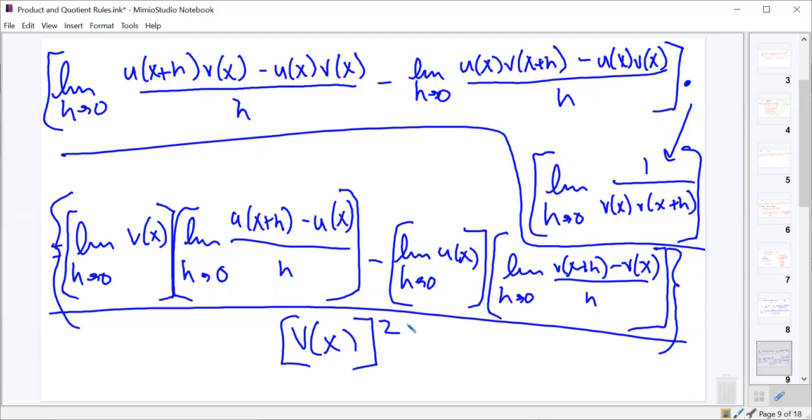Yep. All right, a little bit complicated maybe, but not too horrible. As h goes towards 0, what's v of x? v of x. And as h goes towards 0, what's u of x plus h minus u of x over h?